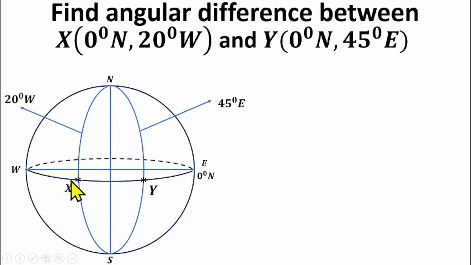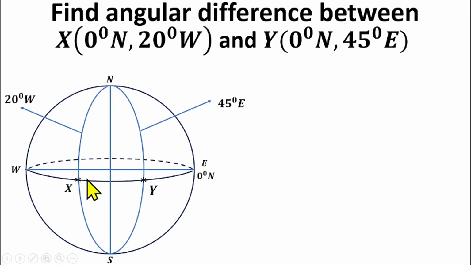Good. So we can see this diagram now explains what you're having here, that there is point X and point Y having different longitudes, 45 degrees east, 20 degrees west, but both of them are on the same latitude, which is 0 degrees of equator. So you can see that both of them are on that line of latitude, which is the equator. So this is very explanatory. So we want to find the angular difference between them.